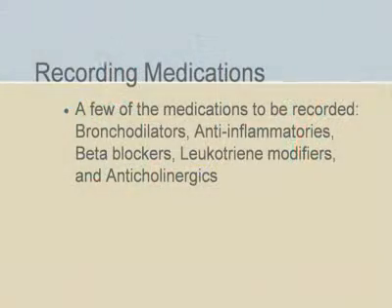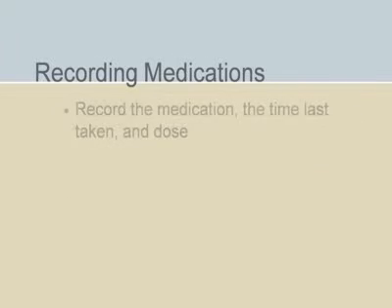Having documented the patient's clinical history, the next step is to record all medications the patient takes that may impact results of the test. Examples include, but are not limited to, bronchodilators, anti-inflammatories, beta blockers, leukotriene modifiers, and anticholinergics. Record the medication, when the patient last took it, and the dose. This will aid the physician in interpreting the test results and assessing the impact of therapeutic interventions.